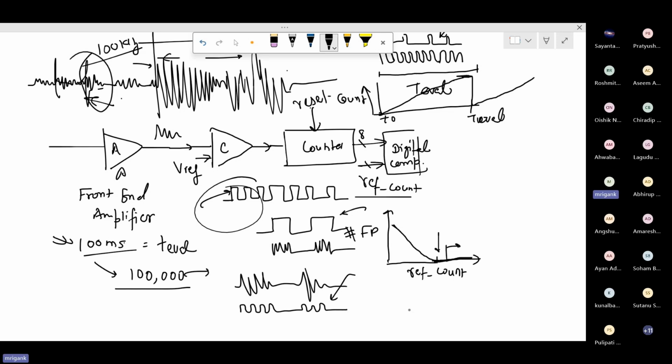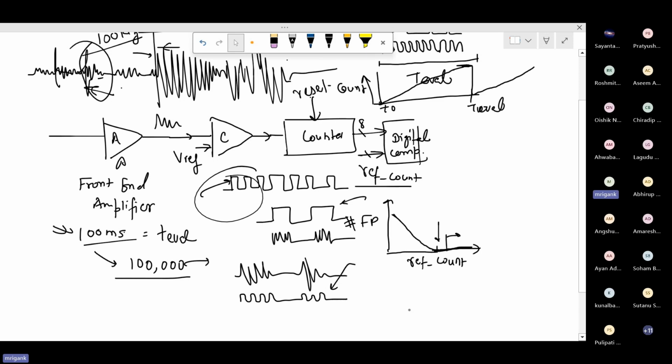So in this case, if I take 1000 as a count, then I may need a 10-bit counter. 1000 count means basically a 10-bit counter, 1024. So I can keep a 10-bit counter and compare it with the reference counter.